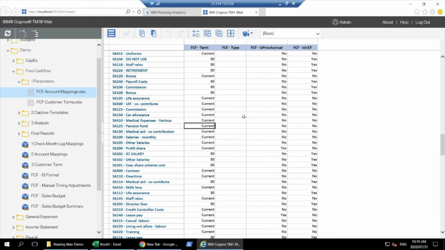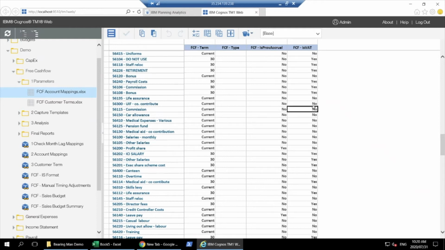We then have parameters to indicate whether it is a provision or an accrual. So in converting, if I can call it that, your normal income statement into a cash flow statement, you're obviously going to take out things like depreciation, which are not cash flow items in the current period. So we will be able to set parameters here.